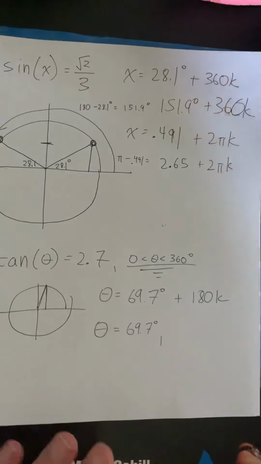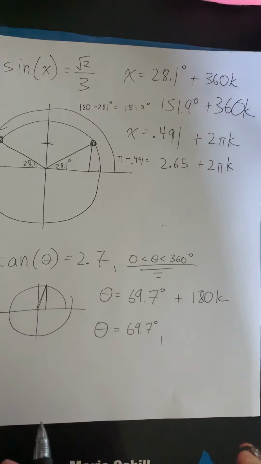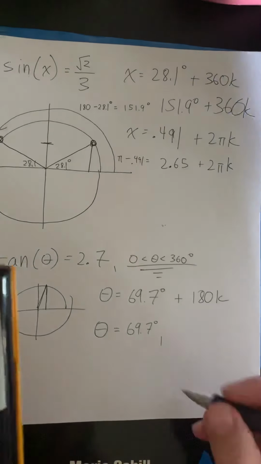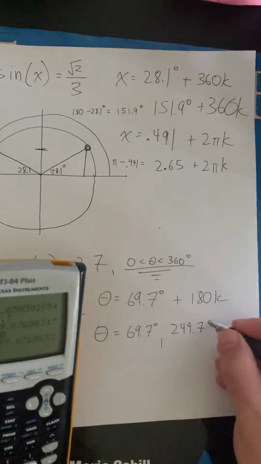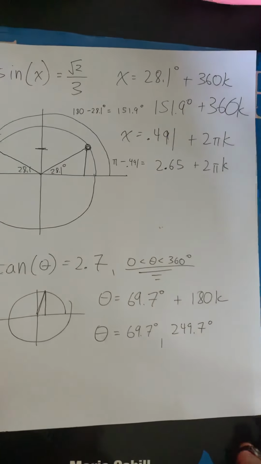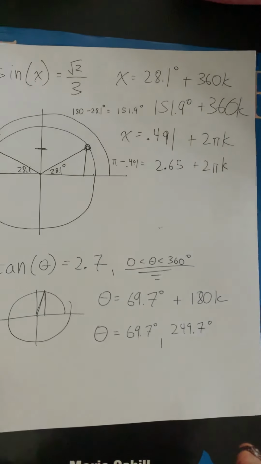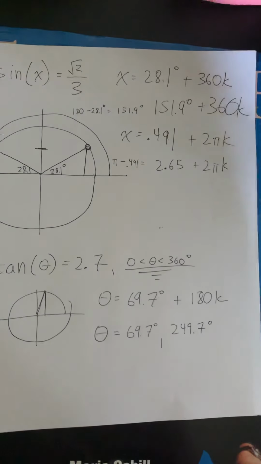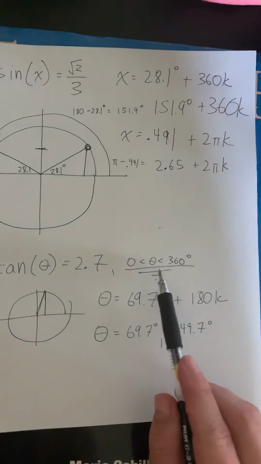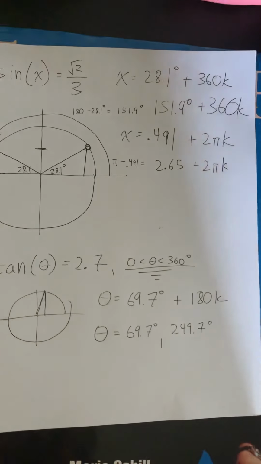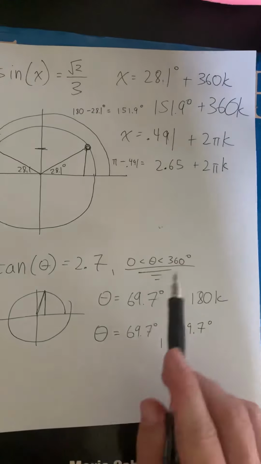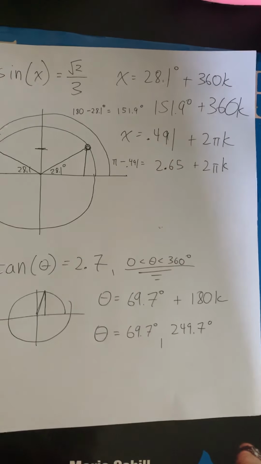Okay, what else? If you add 180 to our expression, you get 249.7. Guess what? That's between 0 and 360. If you add 180 again, you get 429.7. Technically, it is an answer, but it doesn't fit in this window, so we don't put it. So here, we actually only have 2 answers that fit in the window they gave us.